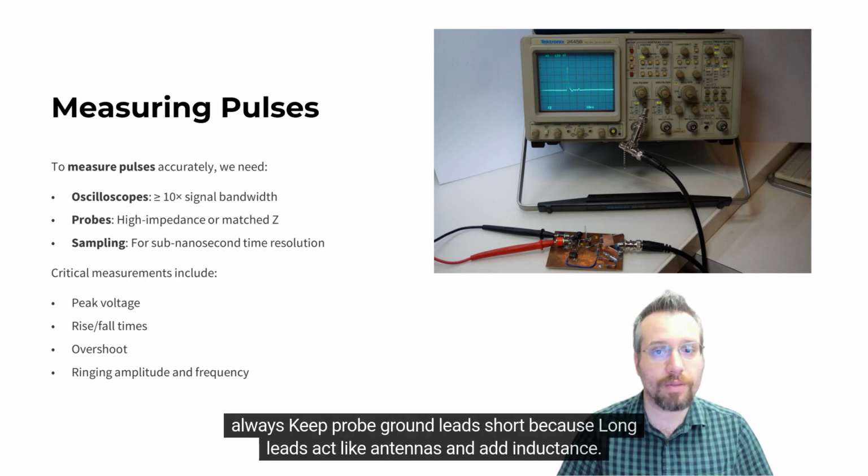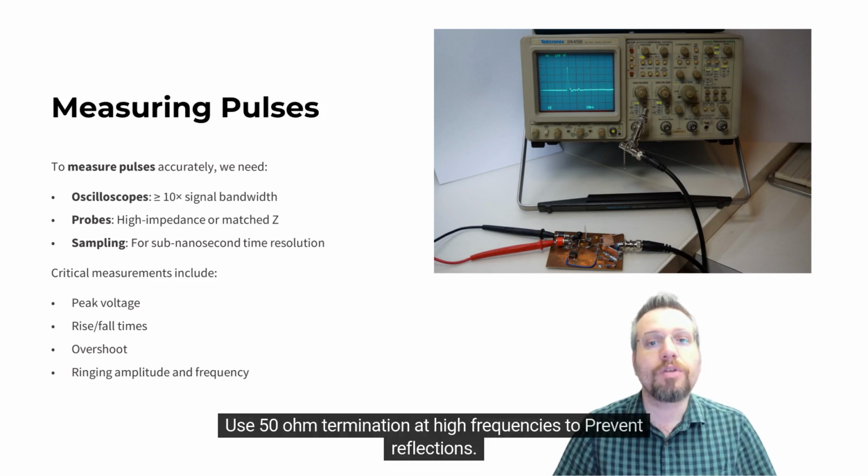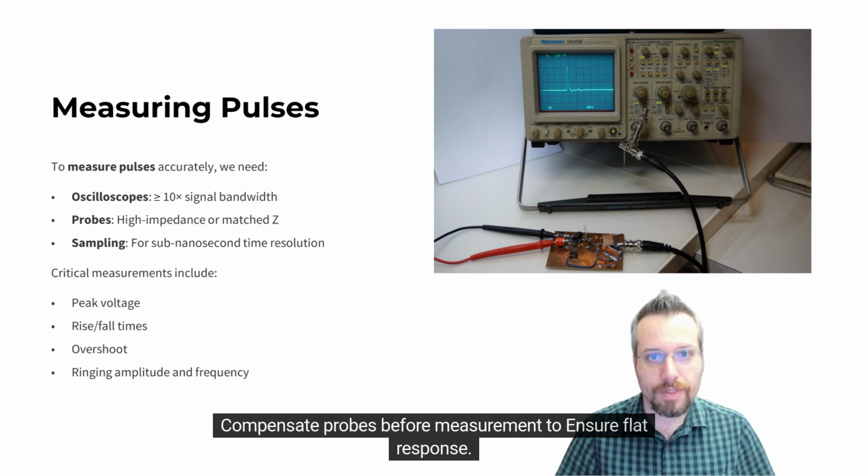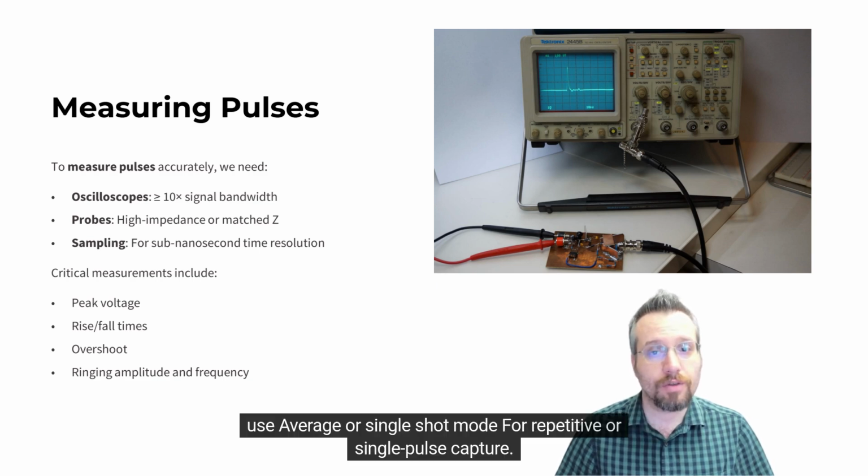Always keep probe ground leads short because long leads act like antennas and add inductance. Use 50 ohm termination at high frequencies to prevent reflections. Compensate probes before measurement to ensure flat response. Use average or single shot mode for repetitive or single pulse capture.